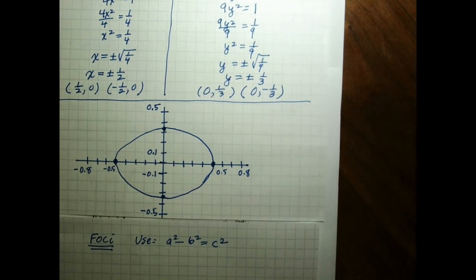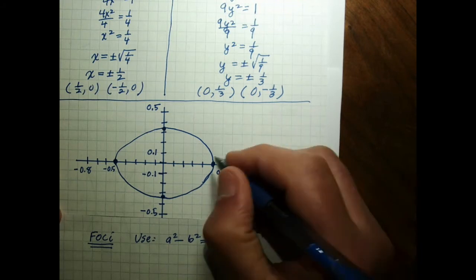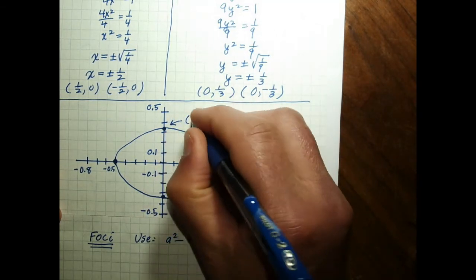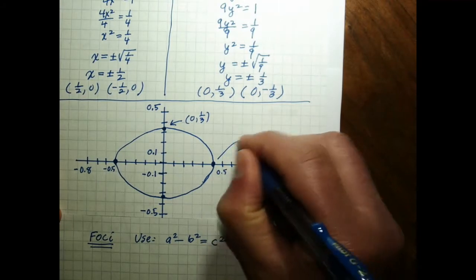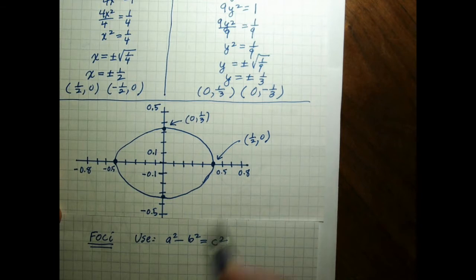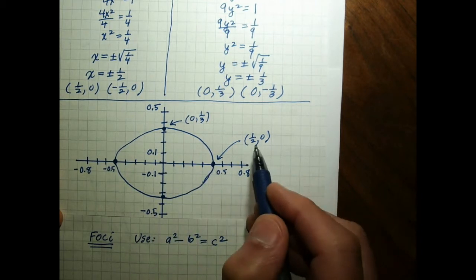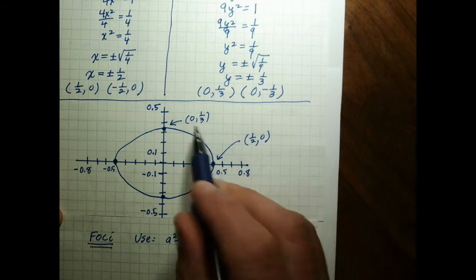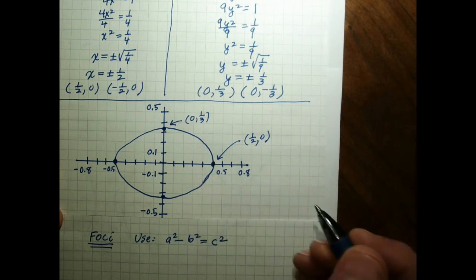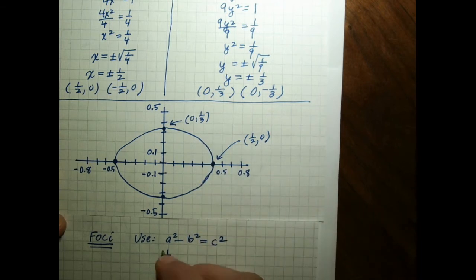Now I can use my intercept values, and remember we had this is (0, 1/3). Right here is (1/2, 0), on the x-axis. I need to think about which one of those is larger, because the larger of those two intercept values is going to be a. 1/2 is actually larger than 1/3. So a squared is going to be 1/2 squared, minus b squared, which is 1/3 squared. That's equal to c squared.